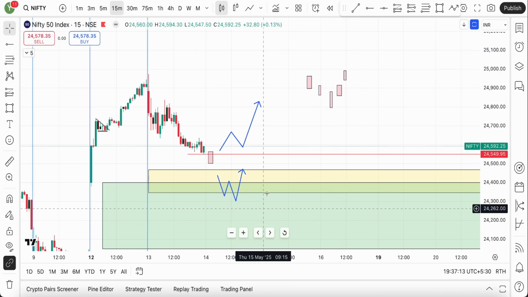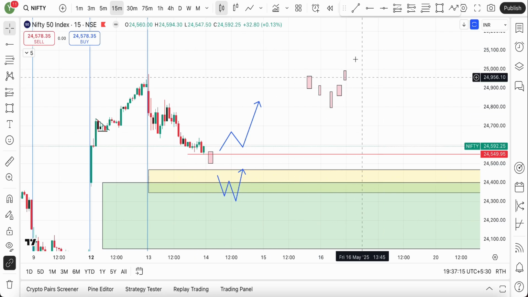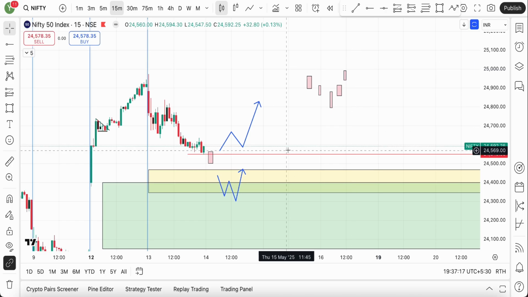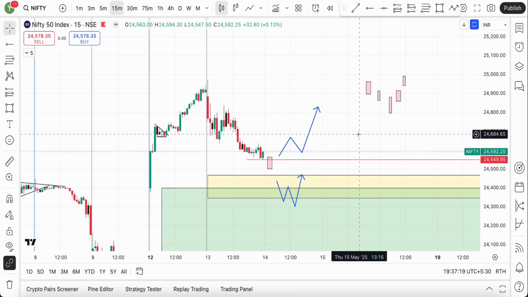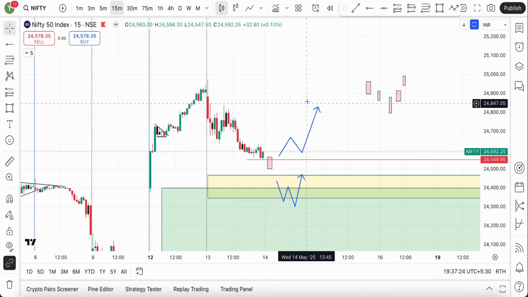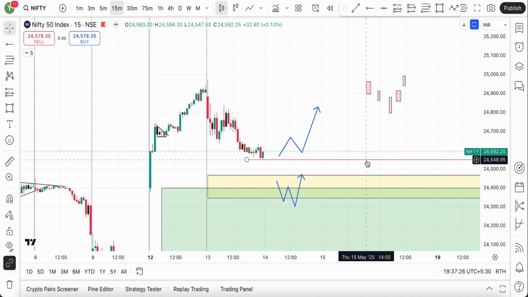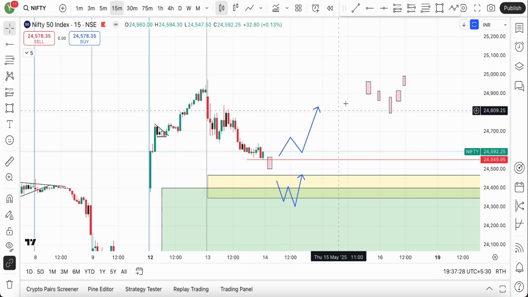And this is also again a major support area. So if we see a formation like this, we can look at creating a long position around here. All right, so this will be my plan of action for tomorrow.